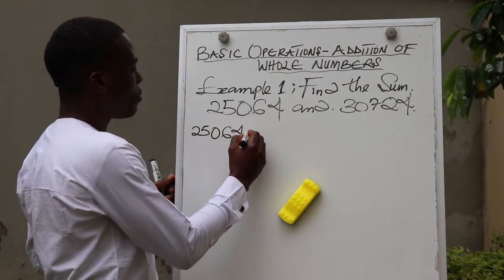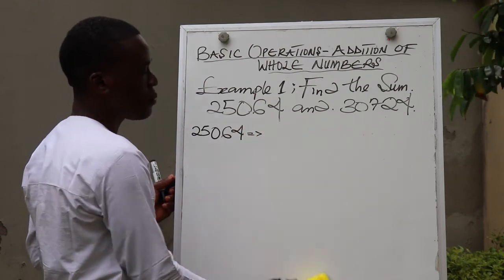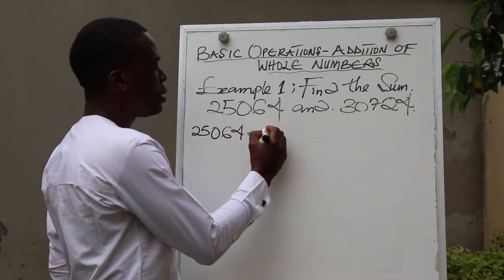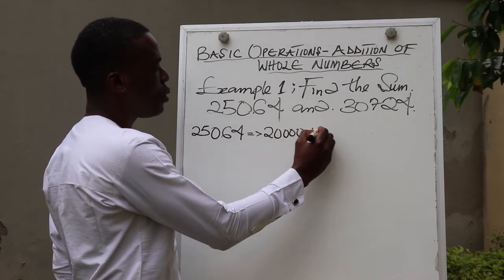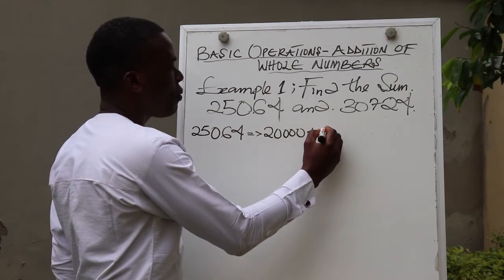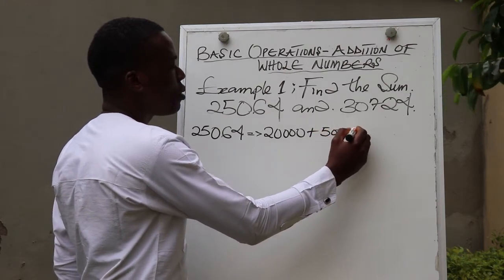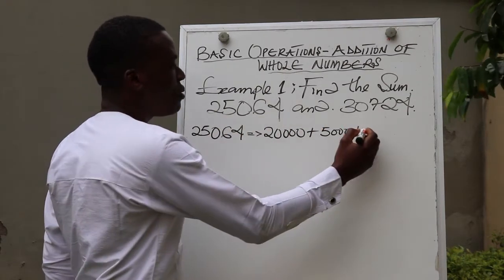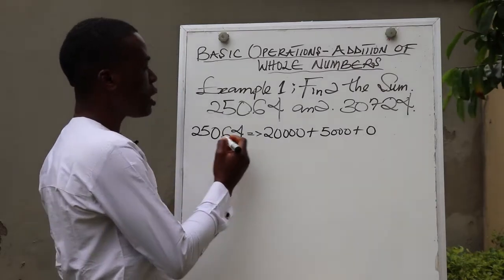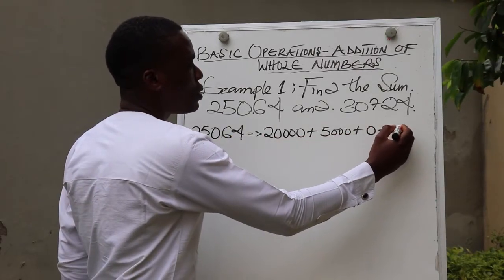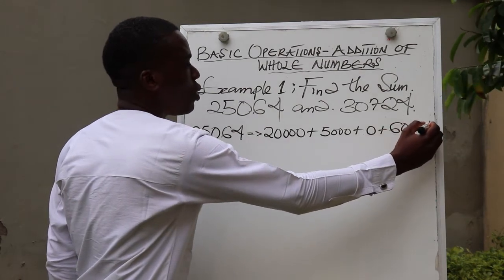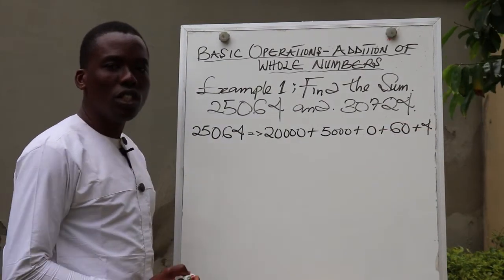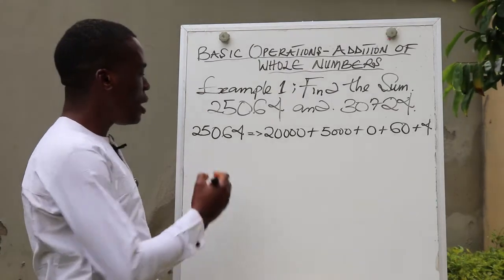2506 what? 4. Now if I want to write this in expanded form, the first number I'll be having is what? 20,000 plus 5,000 plus I'll be having a 0 plus I'll be having 6 and 0 plus what? Plus 4, which is the unit number.